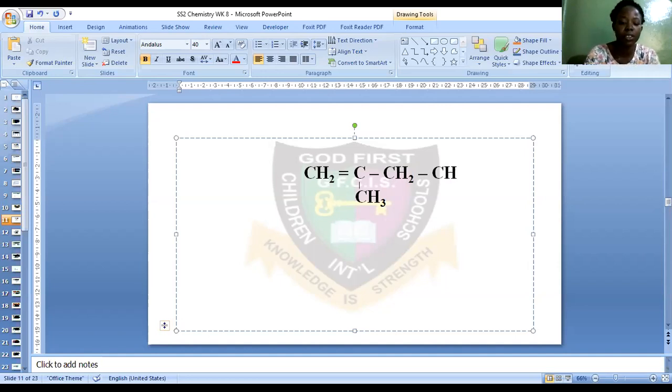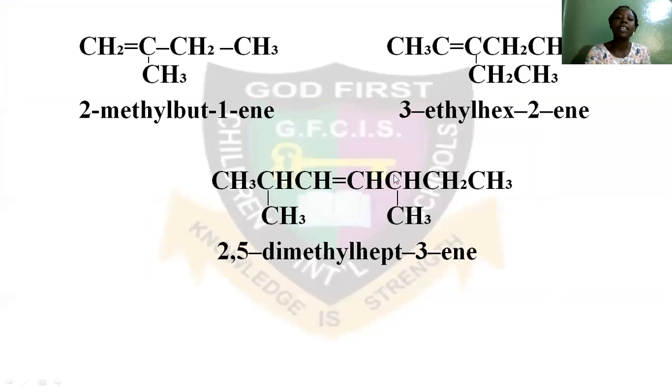So you have H3. Hope we get it. So the name of this compound is 2-methyl-but-1-ene. Remember, it's the continuous 2-methyl-but-1-ene. So that's the name of this compound. If you are given a molecular formula, you can actually write the structure of that compound. So let's go back to what we are talking about.